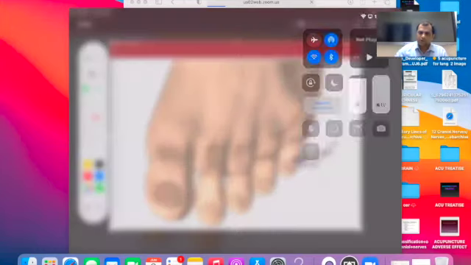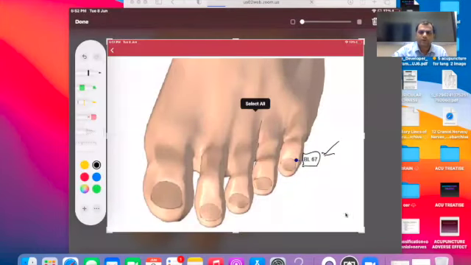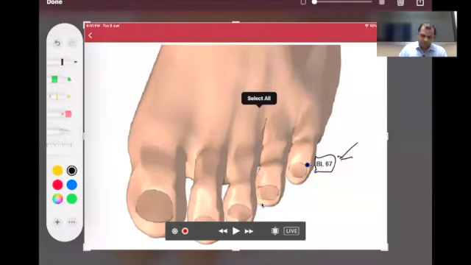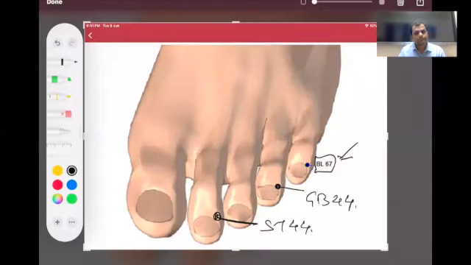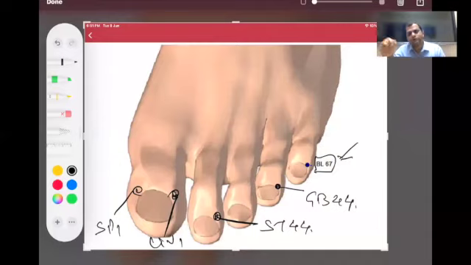So now look at this image. In this image, this is bladder 67, and here we have another point. We know that. What is the name? The name is gallbladder 44. Here we have another point, that is stomach 44. So in this way we have multiple points. Even we have spleen 1, liver 1, and kidney 1 is in the bottom. But the branch of kidney 1 comes here in the inner corner. So this becomes kidney 1.